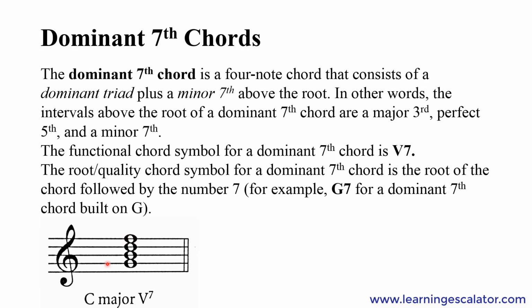So this is the C major dominant 7th. It's a dominant triad, which is these three, G, B, and D, plus a minor 7th above the root. So this G to F is a minor 7th. So this is the C major dominant 7th chord.